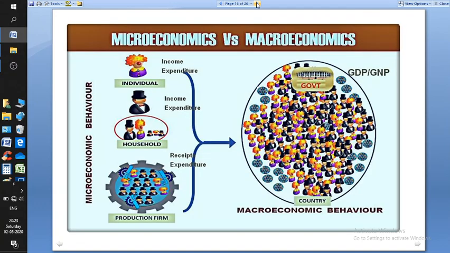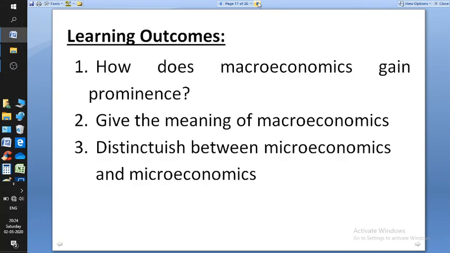This is how we look at the point of view graphically between microeconomics and macroeconomics, where on the microeconomic side, you'll have the individual, the household, the production firm taking the individual decision, whereas macroeconomics looks from the point of view of the economy as a whole.